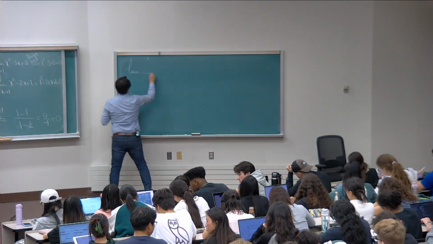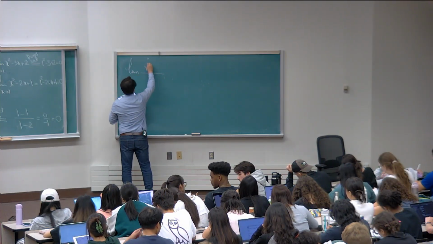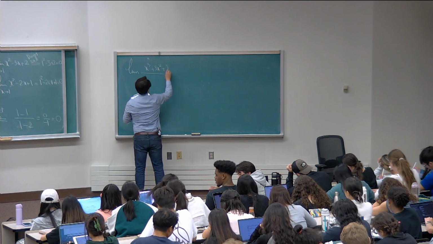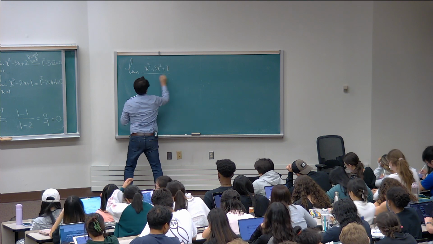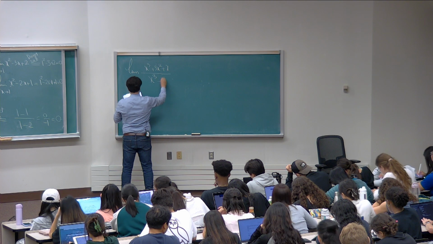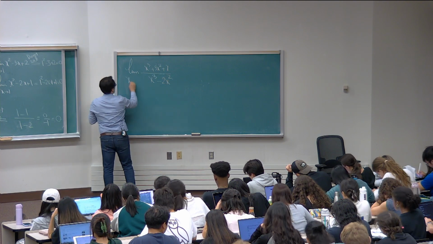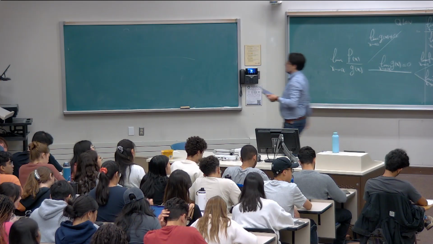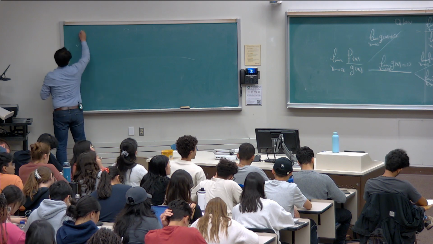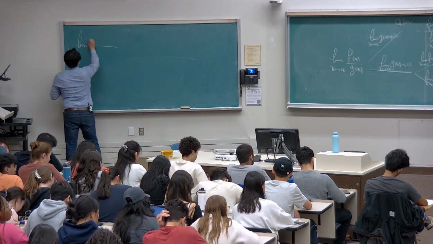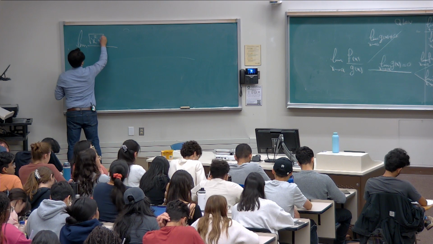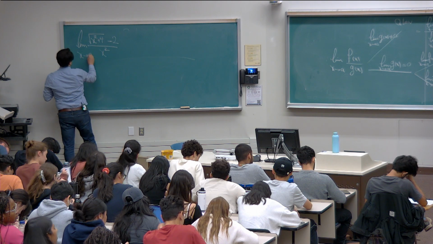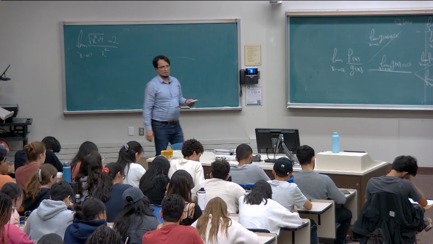Limit of x cubed plus 3x squared plus x over x cubed minus 2x squared, as x approaches 0. I have one more. Limit of root x squared plus 4 minus 2 over x squared, as x approaches 0.